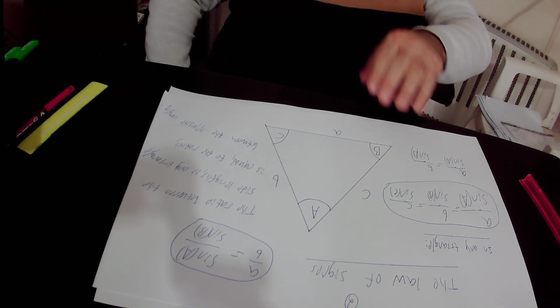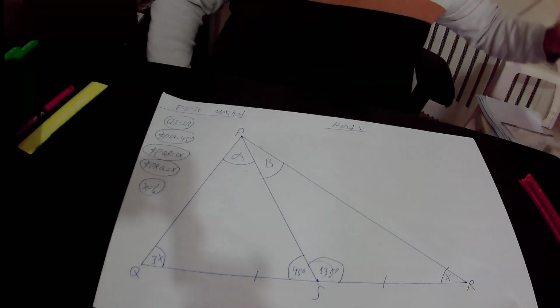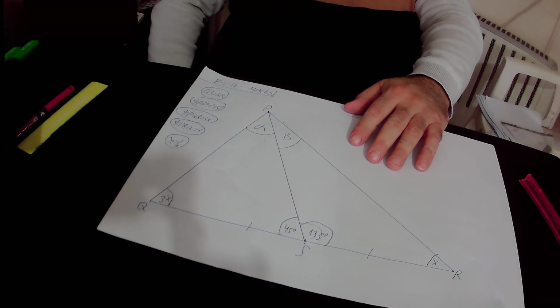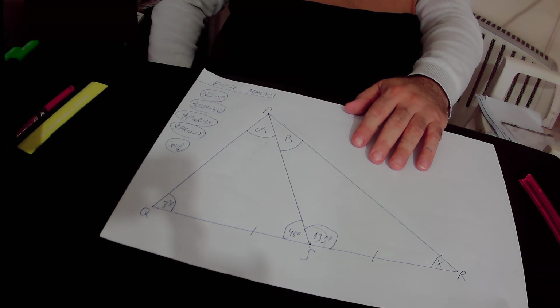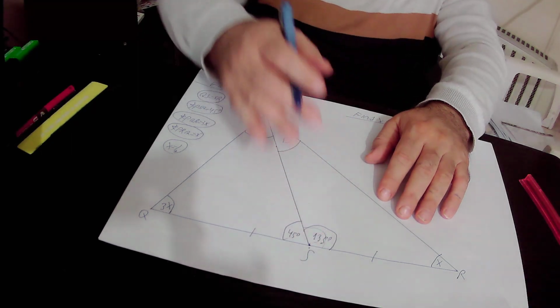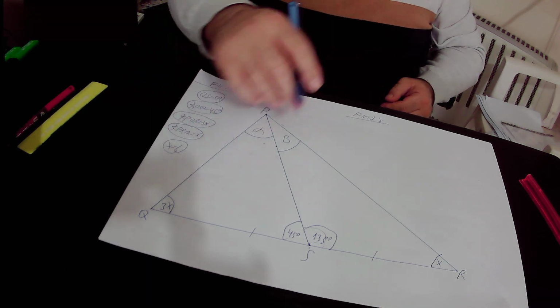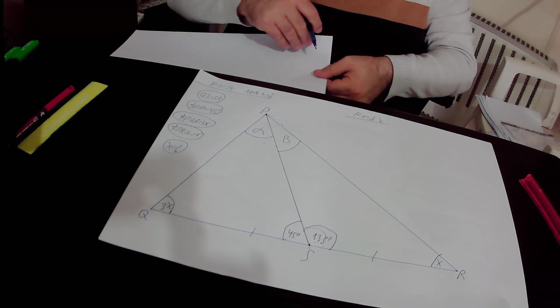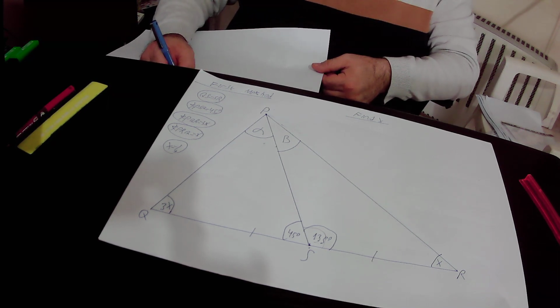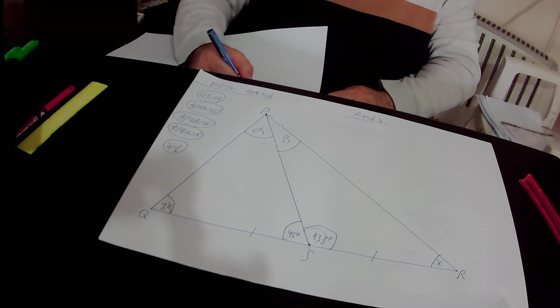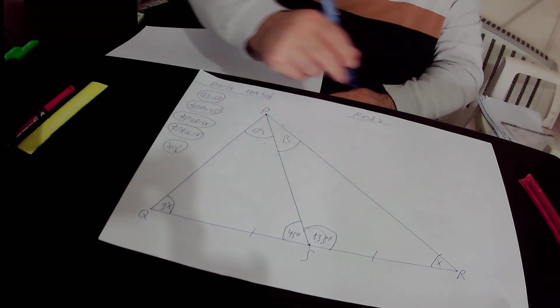So we will return to our original drawing, and in our original drawing we can create the equation that states that PS over QS is equal to PS over SR.